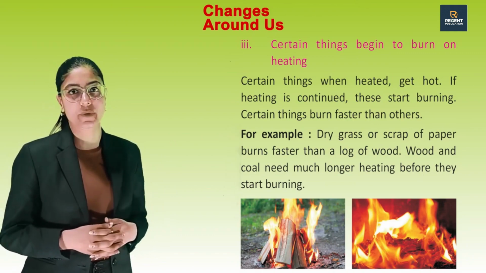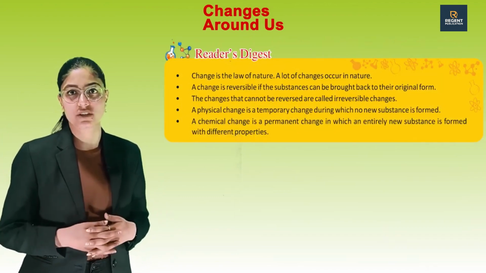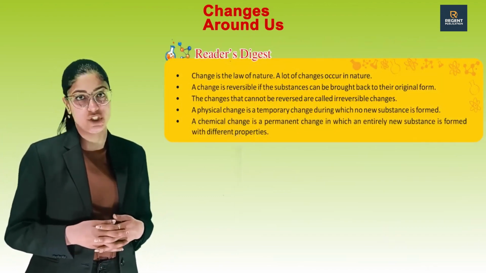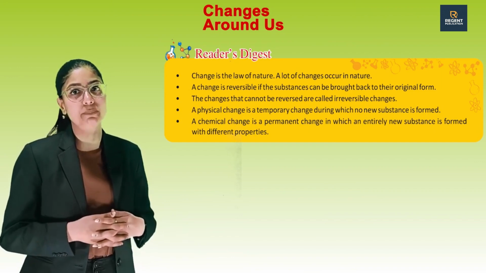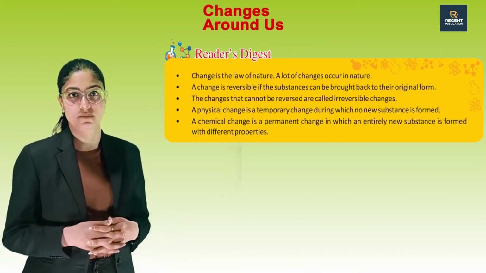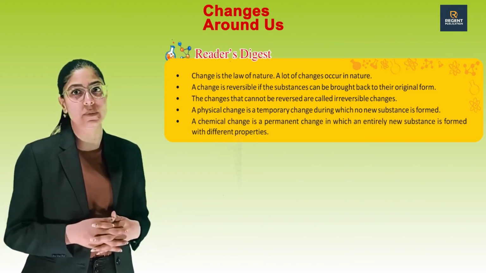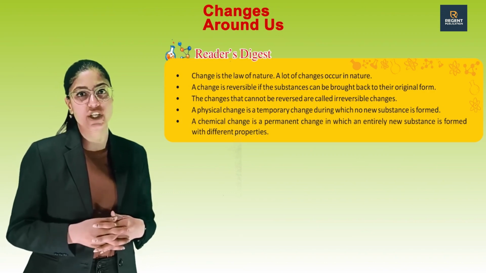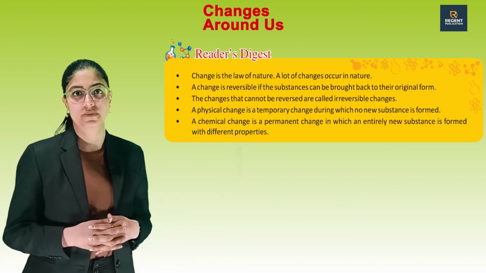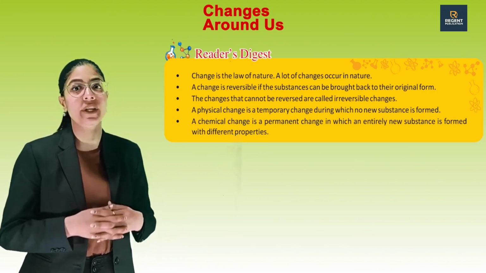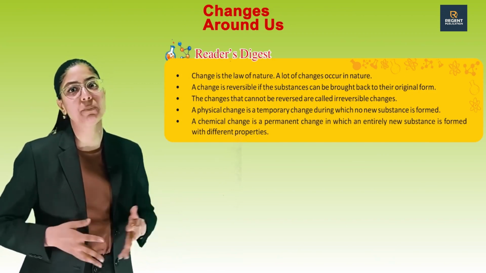Let's quickly revise our chapter. Reader's Digest. Change is the law of nature. A lot of changes occur in nature. A change is reversible if the substance can be brought back to its original form. The changes that cannot be reversed are called irreversible changes. A physical change is a temporary change during which no new substance is formed. A chemical change is a permanent change in which an entirely new substance is formed with different properties.